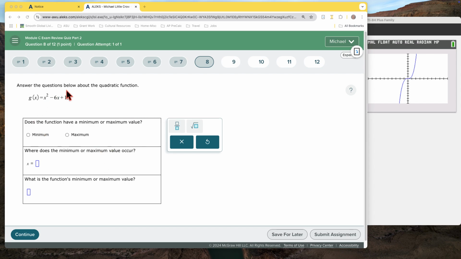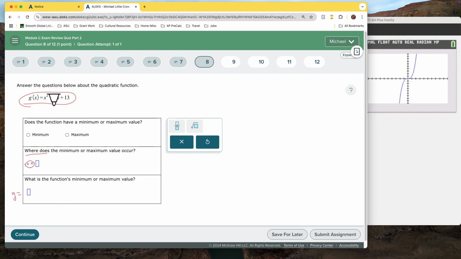So here we are, we're given a quadratic function. Here is our function. We're asked about minimum or maximum, and then where does it occur? Remember, where does it occur, that's an x-coordinate. There we go, it's telling us it's the x-coordinate. And what is the function's minimum or maximum value? Again, they don't put it here, but that's going to be a y-coordinate.